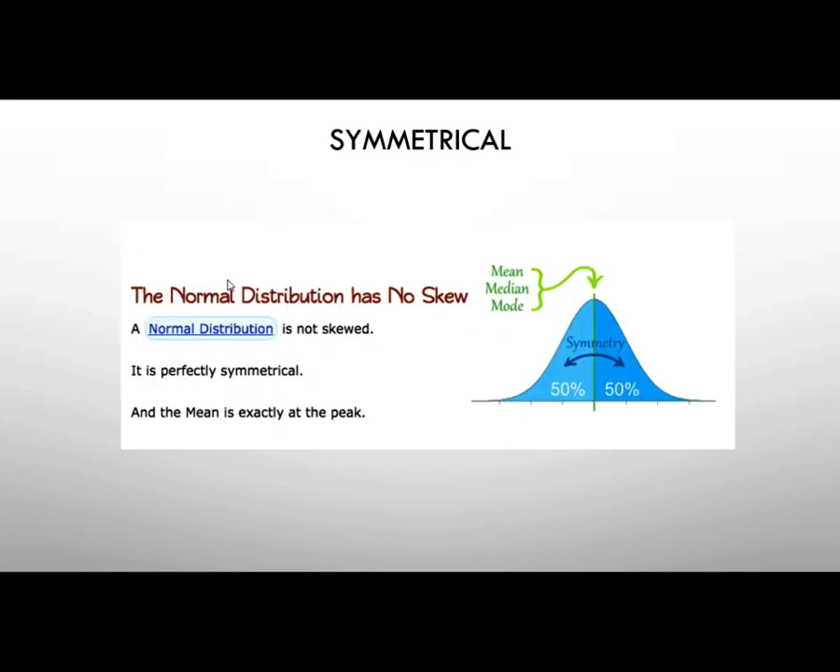Okay, then this normal distribution is a symmetrical distribution. 50% on either side is perfectly symmetrical. You could fold that in half and then one side would lay directly over the other side. And the mean is exactly at the peak.